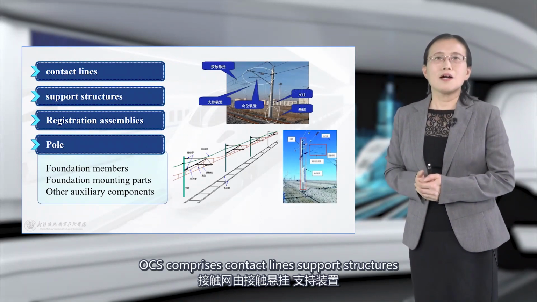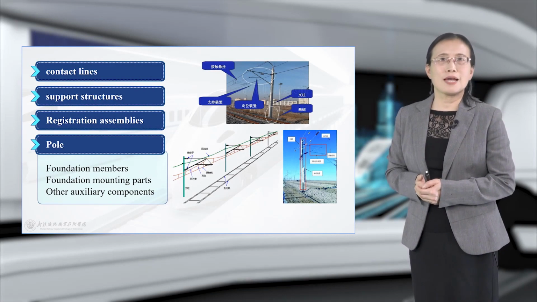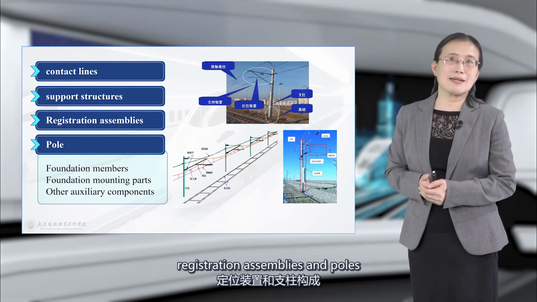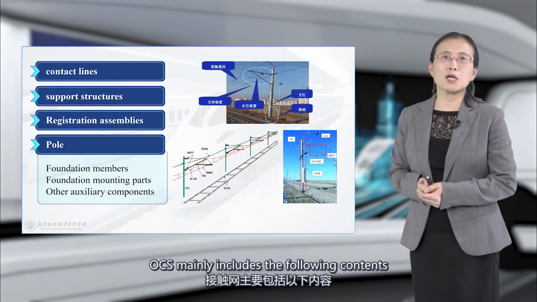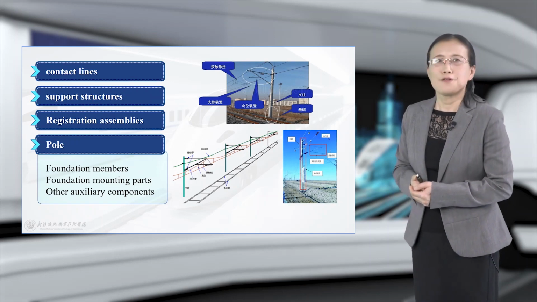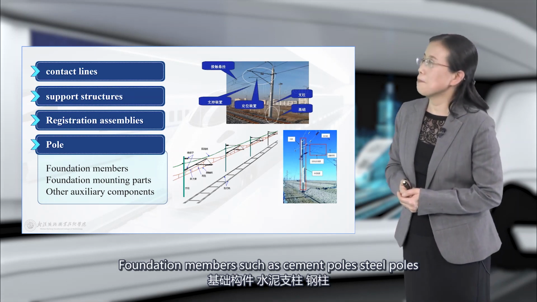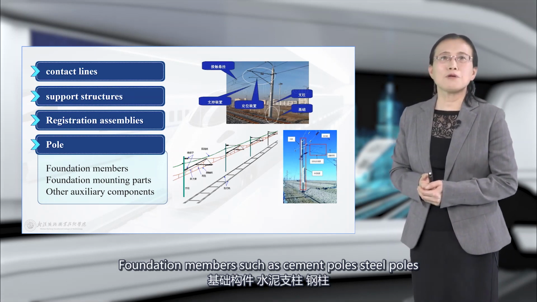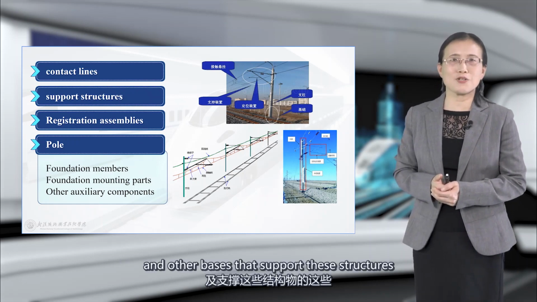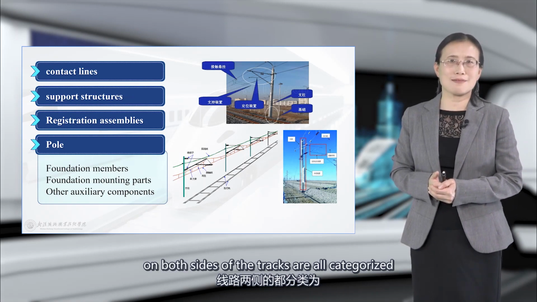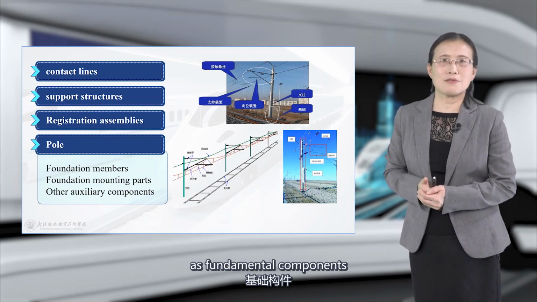OCS comprises contact lines, support structures, registration assemblies, and poles. OCS mainly includes the following content: foundation members, such as cement poles, steel poles, and other bases that support these structures on both sides of the tracks, are all categorized as fundamental components.